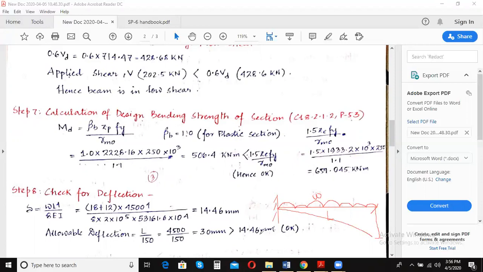Right? So I will end my video here, but I will request you to go to the subsequent videos where I will be checking whether the beam is safe against buckling or not. Also I will check the beam against crippling.